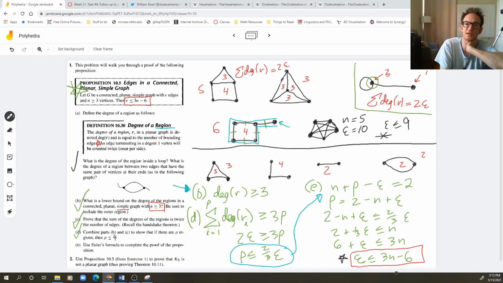Okay, that was very thorough, I think. Let me just redraw this little thing that I drew over here.